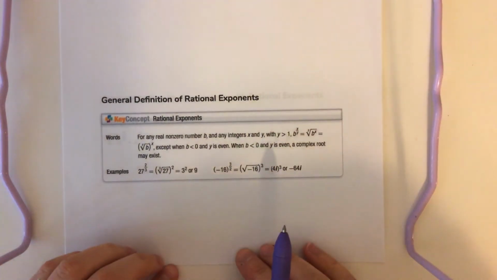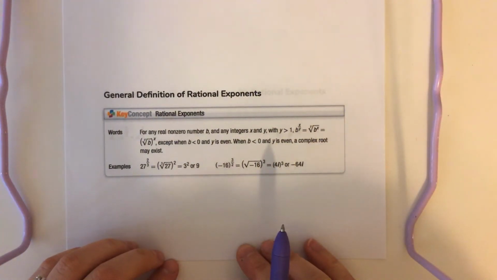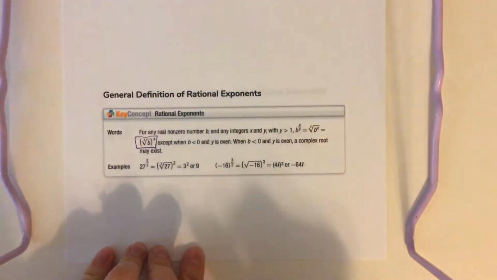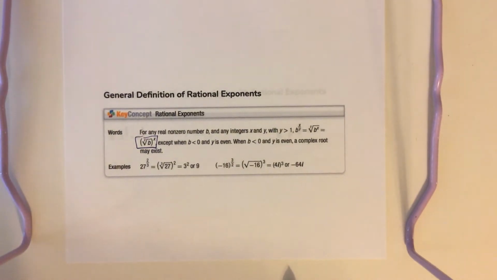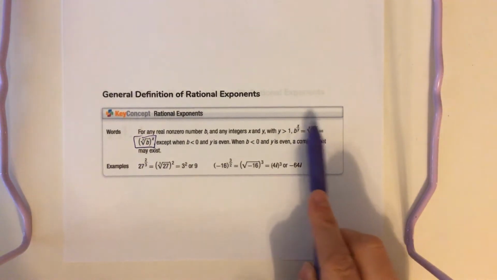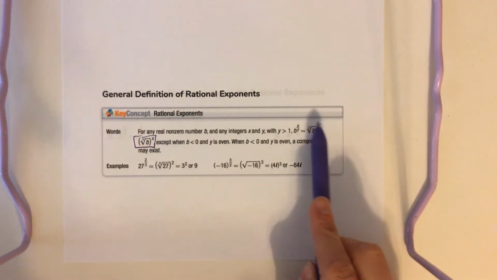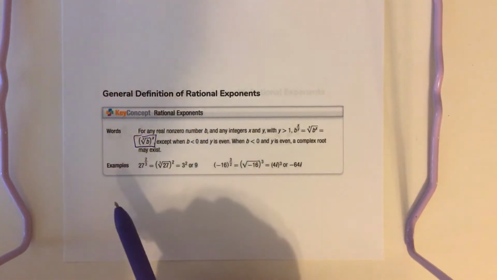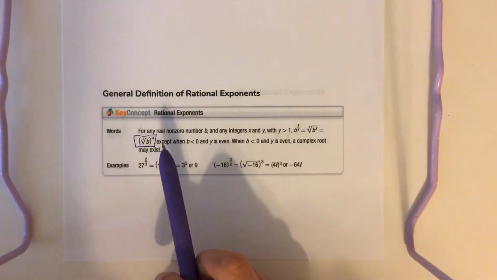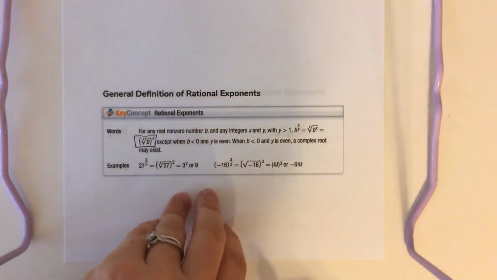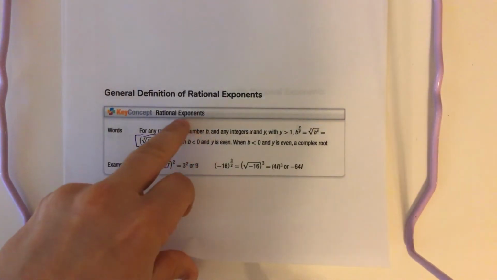So all of this work we've been doing creates this general definition, and basically we come up with this formula right here. So for any real non-zero number b and any integers x and y, if we're given b to the x/y power, and we split it up using our rule we just learned, it actually just becomes this. This is more of a shortcut. If you remember it, great. If not, we can do exactly what we've been doing when we're simplifying here. So we're going to keep moving forward.